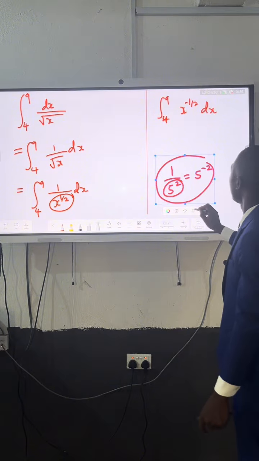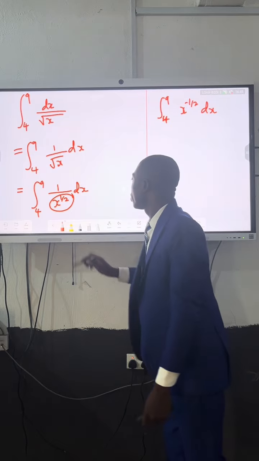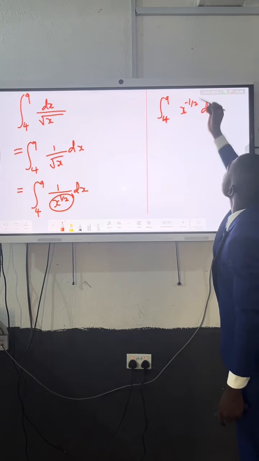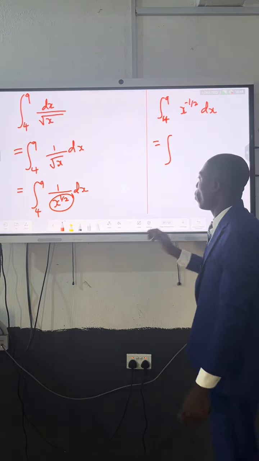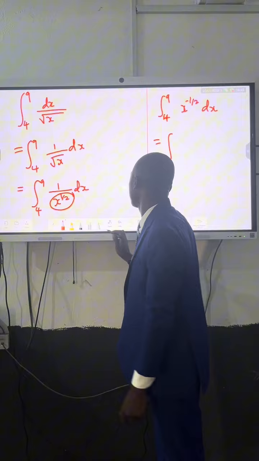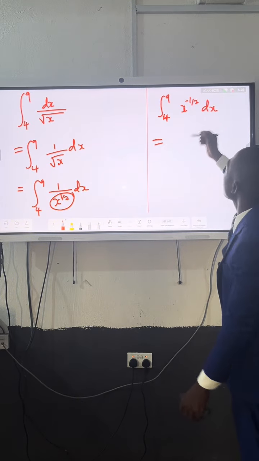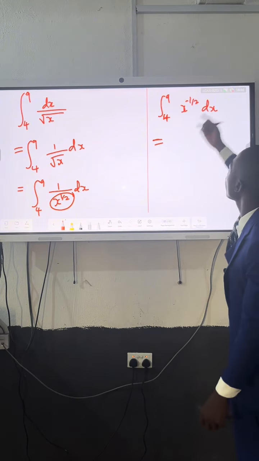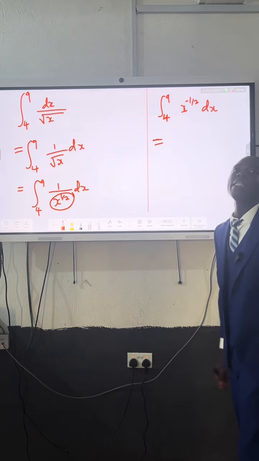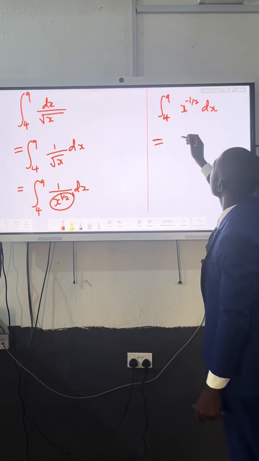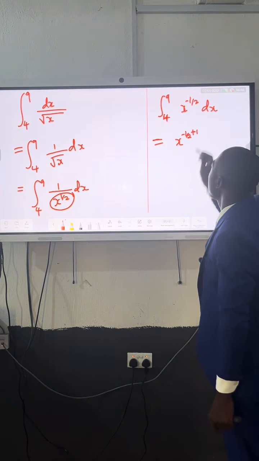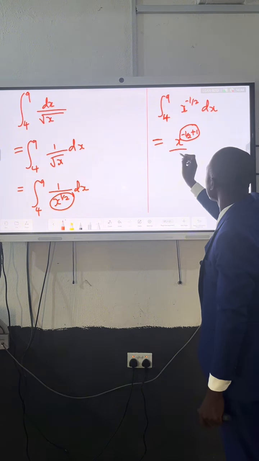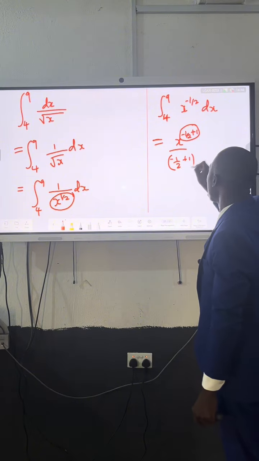So let's carry on. If you want to integrate this now, look at what it means. I want to perform integration now. Once you begin your integration, you remove the integral sign. To integrate this one, it means x to the power of minus 1 over 2 plus 1, then you divide by minus 1 over 2 plus 1.